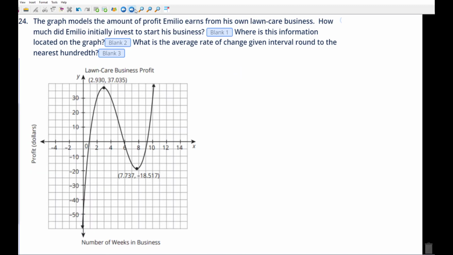For this next one, we're looking at the lawn care business. When did he start his business, how much did he have to initially invest? Well, that would be at the beginning, aka the y-intercept. So our y-intercept was at -50, so he had to start with $50 invested, and we got that from the ordered pair (0, -50).